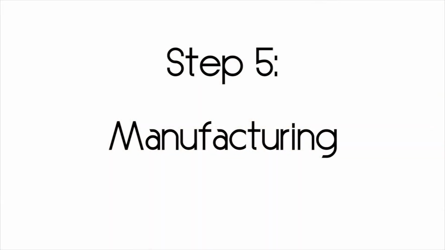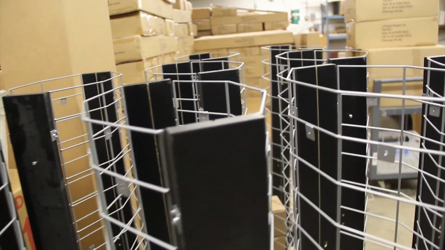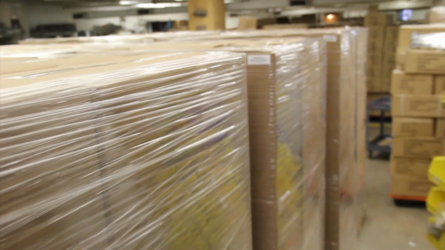Step 5, manufacturing. After the prototype sample is approved, we move on to manufacturing. Depending on quantities, we will determine sourcing, fabrication processes, and we will then fulfill your custom display order.